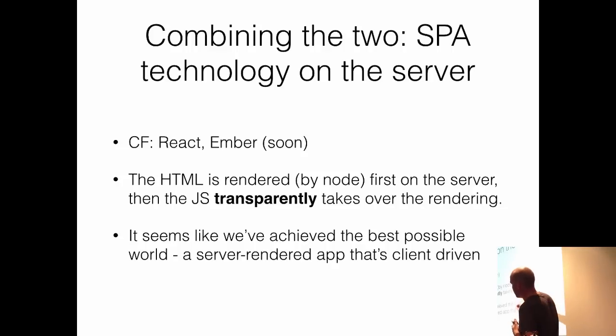Well, we can now. Technologies such as React, I talked about a couple of months ago, and soon Ember, and hopefully one day Meteor, will render in Node on the server. So the HTML is rendered in exactly the same way by the same framework on the server. Then the JavaScript, once it's ready, once we reach step 2 of our process, can take over the HTML of the page, and the user won't even notice. So this seems like the best possible approach. It's great. We've got the best of both worlds.